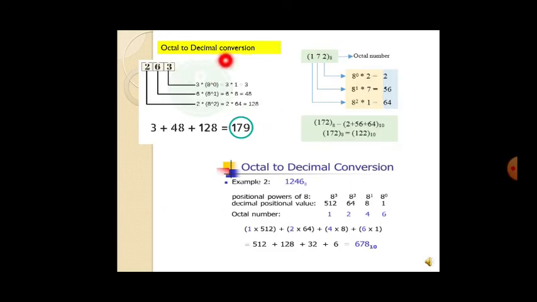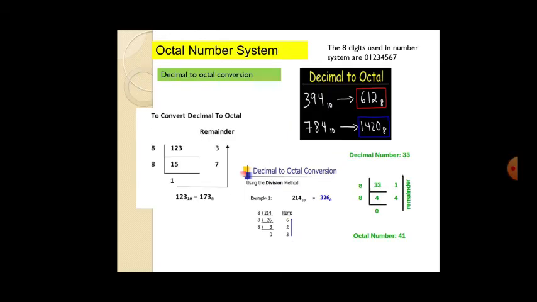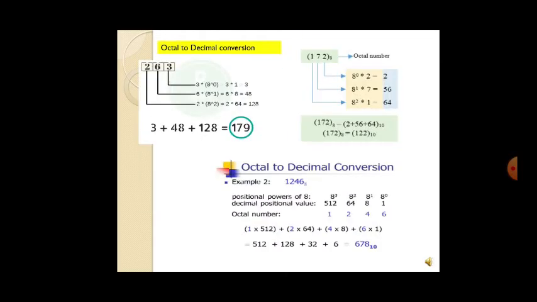Next, octal to decimal conversion. So we saw decimal to octal. Now we are going to see octal to decimal. So the octal number is given, 263. How to convert it into decimal? So 3 into 8 to the power of 0, then 6 into 8 to the power of 1, and 2 into 8 to the power of 2. So the answer is 179 here. So you are going to multiply with 8 to the power of 0, 8 to the power of 1, and 8 to the power of 2, same as your binary.